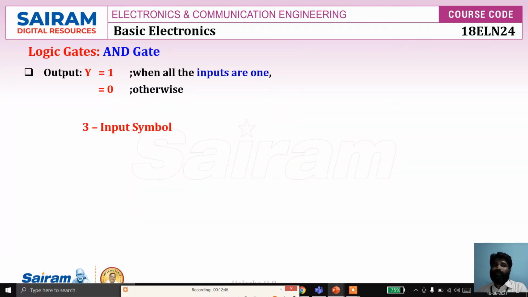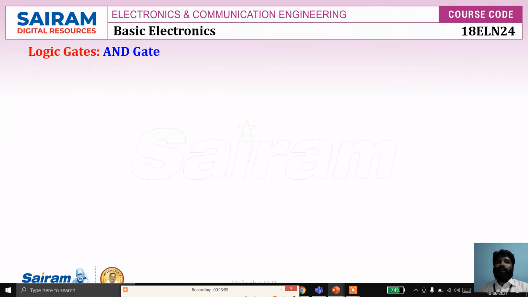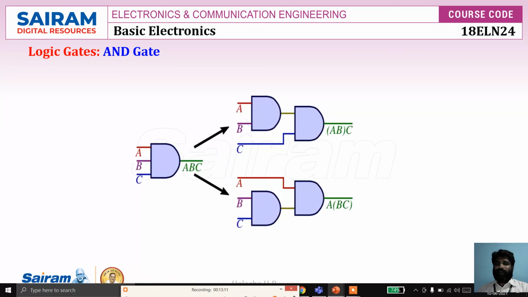Let's consider the three-input symbol. So this is the three-input symbol, and this is the function table. Observe the last row: all are 1, output is 1. In the remaining combinations, at least one input is 0, so the output is 0. And this is the expression, Y equals A into B into C. Clear now?